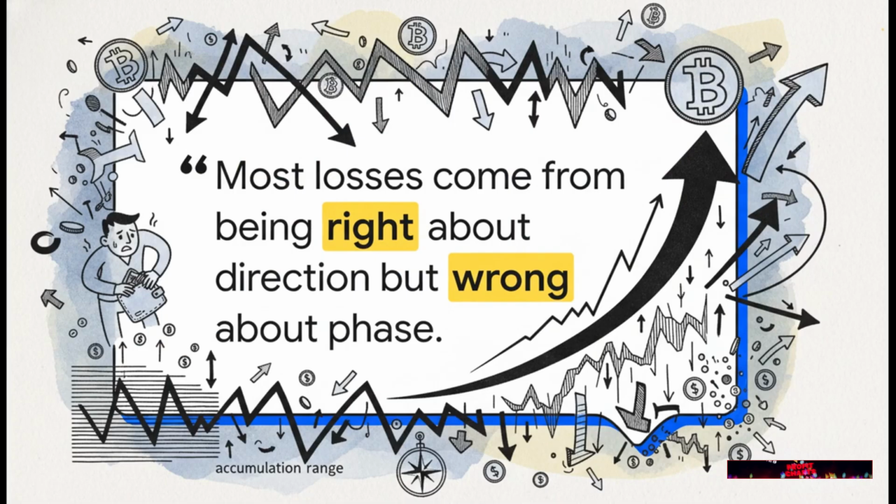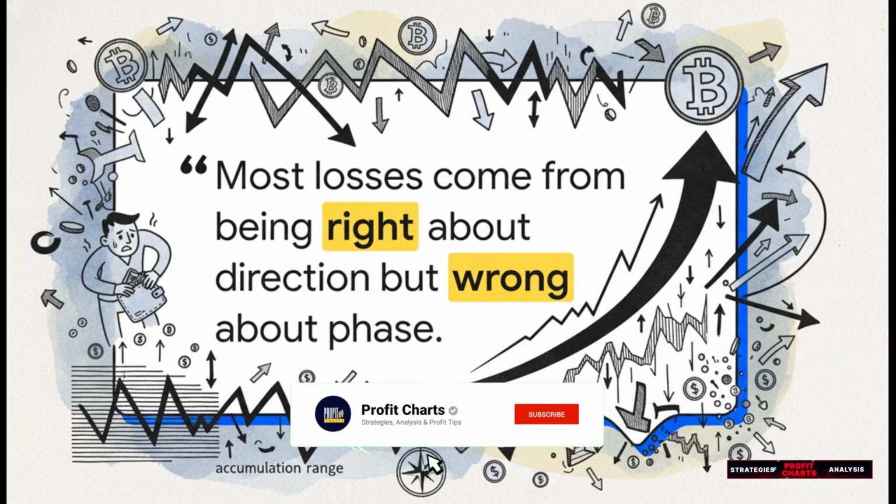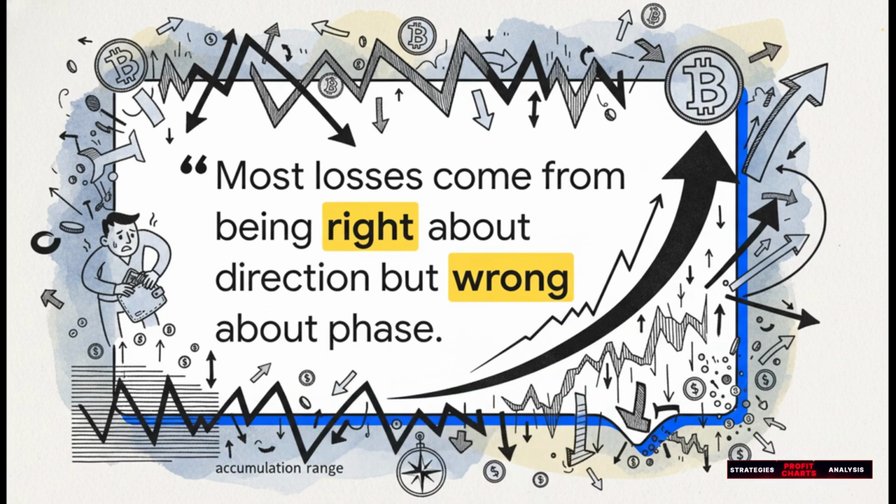There is a super painful truth to this quote. Most losses come from being right about direction, but wrong about phase. You could be 100% right that Bitcoin is heading to a new all-time high. But if you try to force a breakout trend strategy while the market is literally still stuck in an accumulation range, you're going to get chopped up. Your account will get totally drained by fakeouts way before the real move ever even happens. You absolutely have to align your strategy with the current phase.